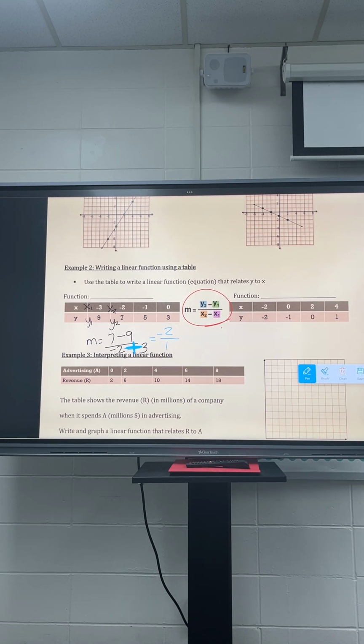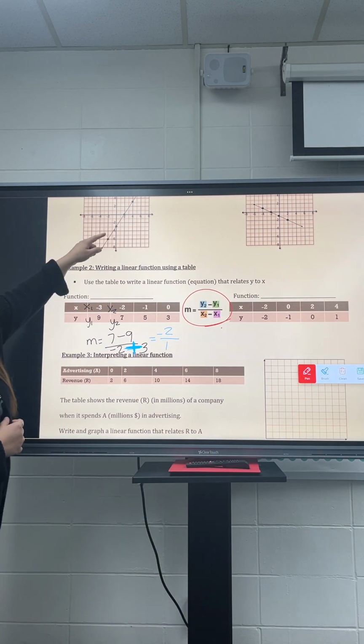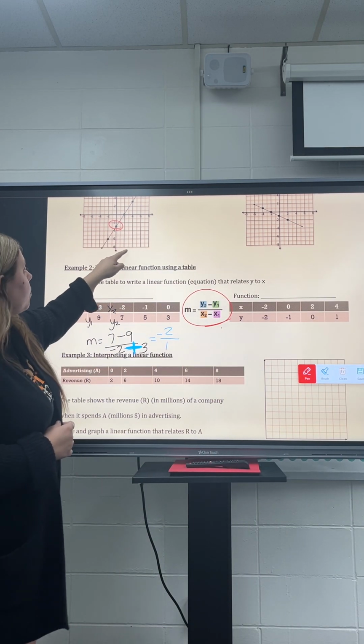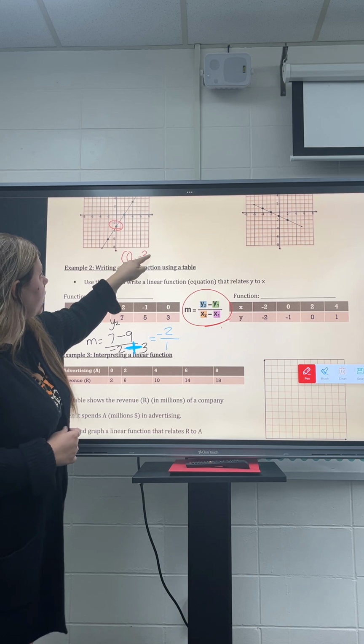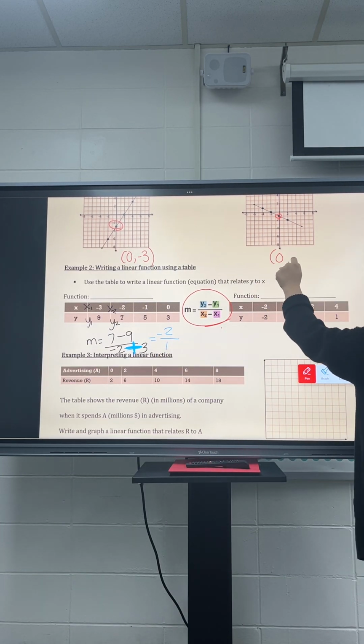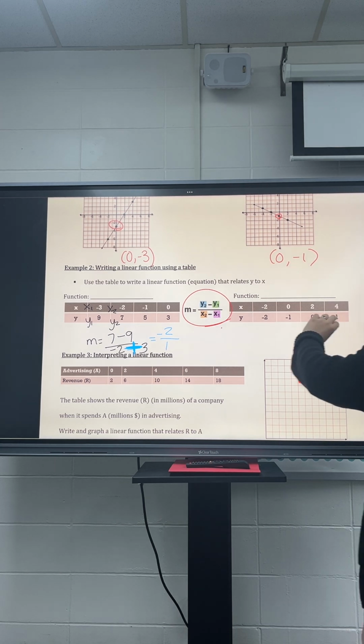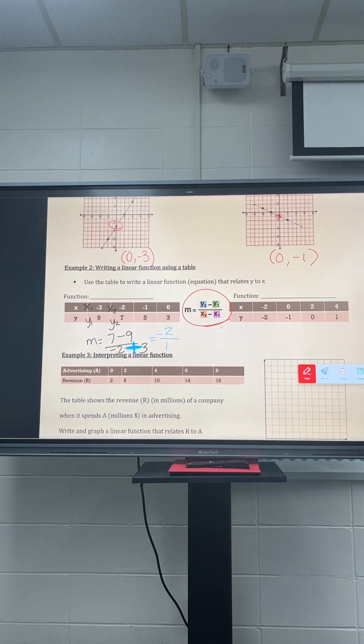But then I need to look for my y-intercept, okay? And hopefully you know where to find it in the table, but if you don't, I want you to think about these two y-intercepts that we had up here. This one is the point (0, negative 3). And this one is the point (0, negative 1). What do you notice that those two points have in common? An x value of 0. So all I'm looking for in my table is where I have an x value of 0, and that's going to be my y-intercept.